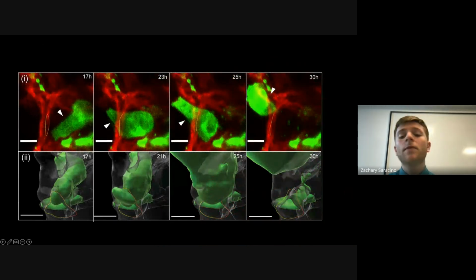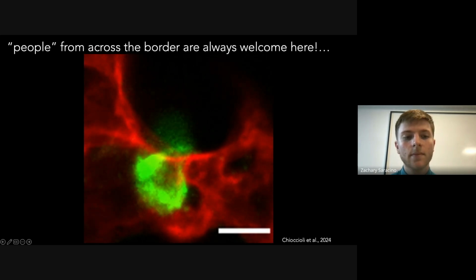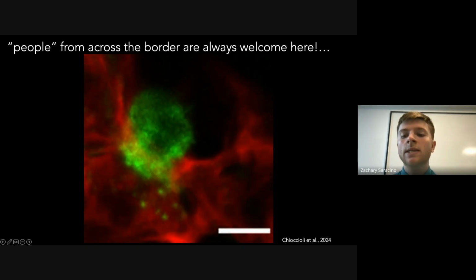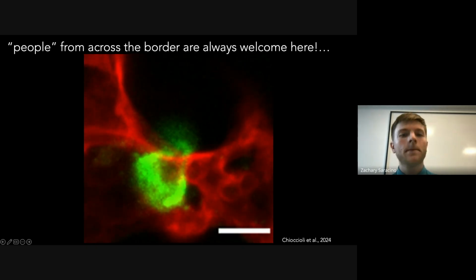And here are the individual timeframes of the video, so you can see exactly when it squeezes through the pore and transverses the adjacent alveolus. So if you look at 23 hours, it has its first point of contact with that AT1 cell barrier. And then by 30 hours, there's basically a complete transversal of that AT2 cell to the adjacent alveolus. Next slide, please. And to our knowledge, this is the first video of an AT2 crossing an alveolus. Next slide.